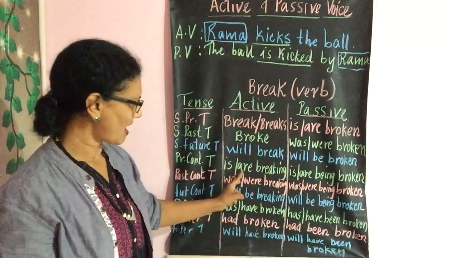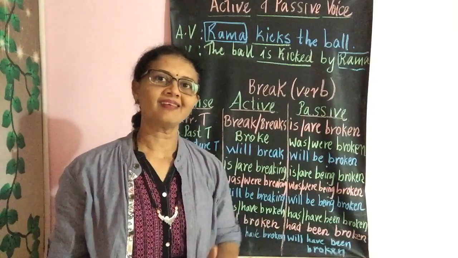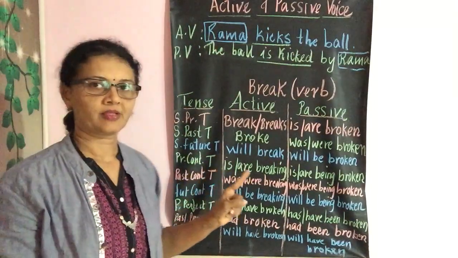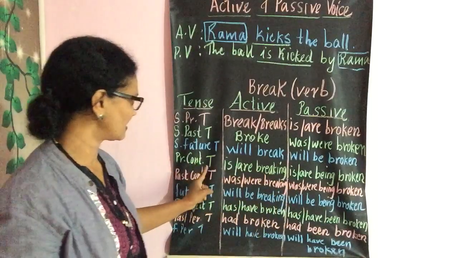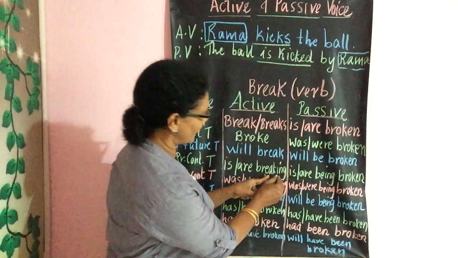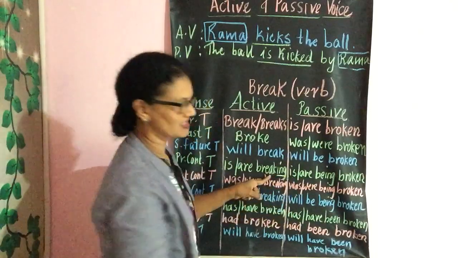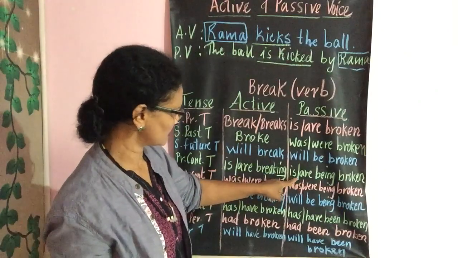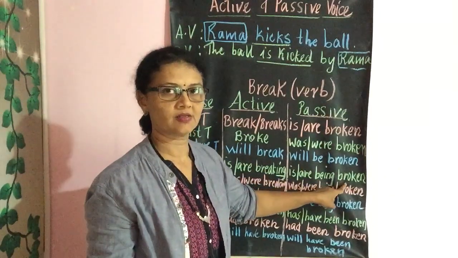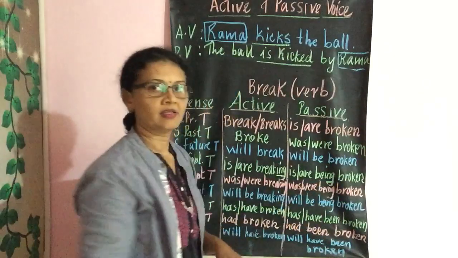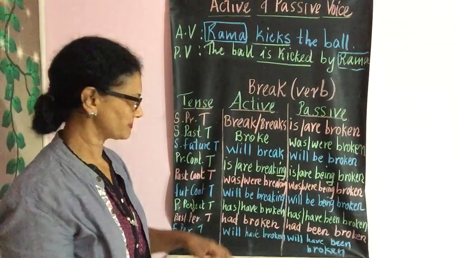If it is are breaking, what is are breaking tense? It is present continuous tense. The verb form is in the present continuous tense. Is, are breaking. The letters ing tell you that it is in the continuous tense. And how does it change? Is, are being broken. This word being signifies the continuous tense.